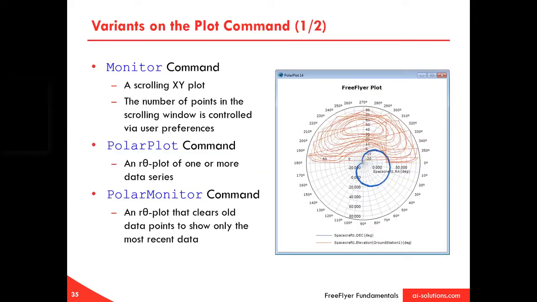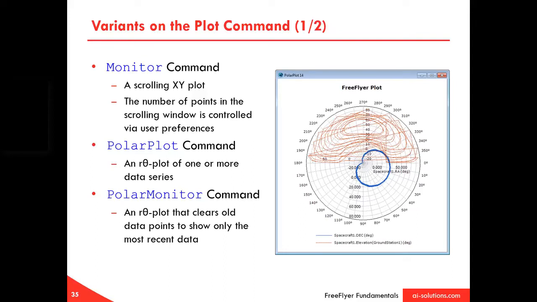FreeFlyer includes a few different variants on the plot command. First, we have the monitor command, which creates a scrolling XY plot. This is useful if you have a plot of telemetry values that are streaming down from your spacecraft, and you only want to plot the most recent values, say for the last hour or the last day. Through your user preferences settings, you can control the number of points that will be displayed in this scrolling window.